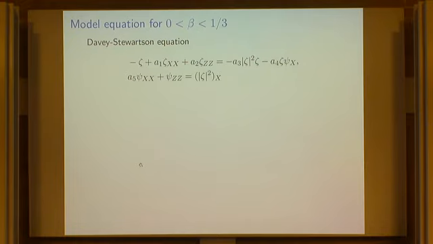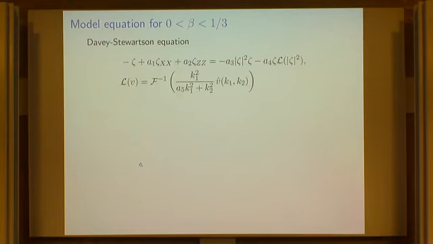So for beta less than 1/3, you get these kind of modulated solitary waves. And the model equation in finite depth is the Davey-Stewartson equation. I've written it in the stationary, or steady, case. It looks like this. You can write it as a system. You can think of it as a generalization of the nonlinear Schrödinger equation, where you have this extra term, and so you get a system instead. This takes care of mean flow effects.